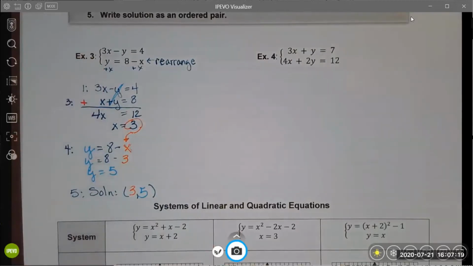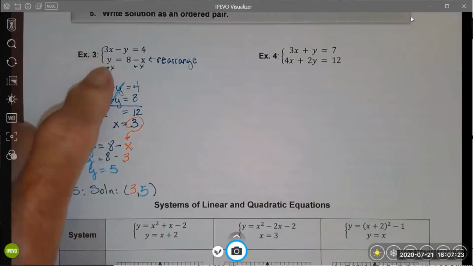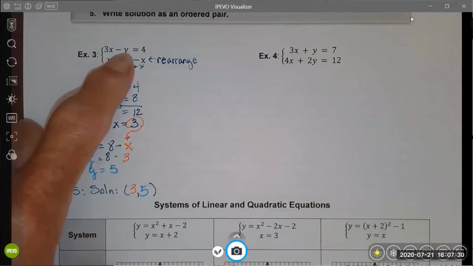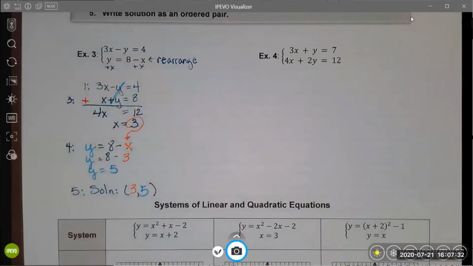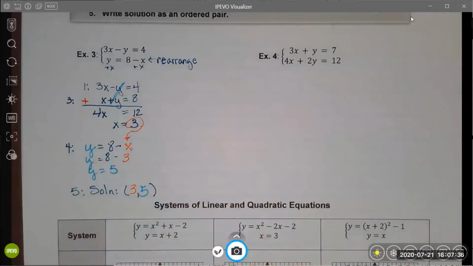And again, we can check our solution by substituting back into either of the equations to make sure they're true statements. 3 times 3 is 9. 9 minus 5 is 4. So it does work. Pause the video, try number 4, and then come back to check your answers.